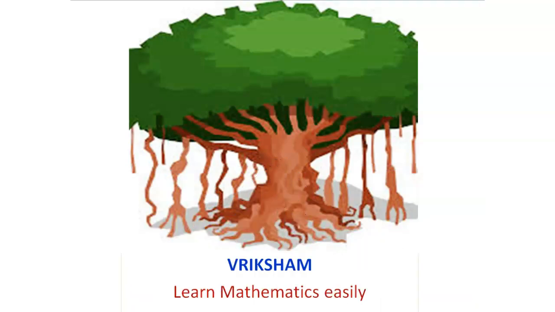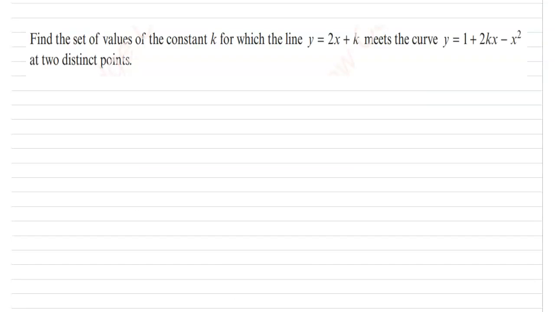Learn mathematics easily. Here we are going to solve the question. Find the set of values of constant k for which the line y equals 2x plus k meets the curve y equals 1 plus 2kx minus x square at two distinct points.